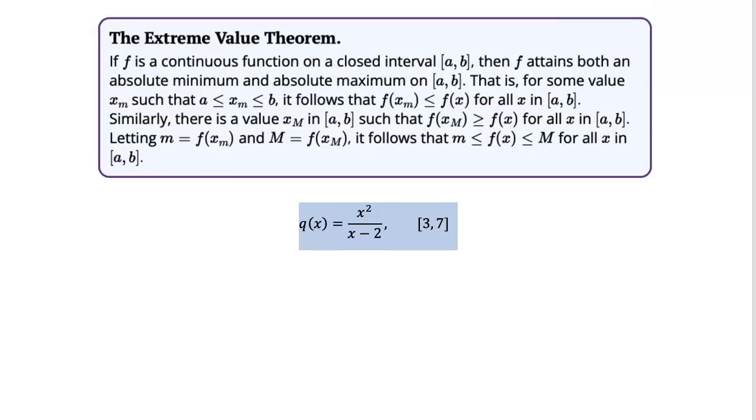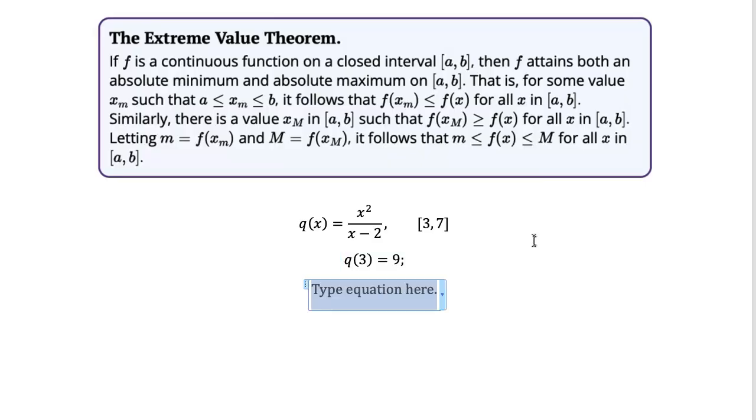Let's look at another example for the extreme value theorem. In this case, we're taking the function x squared over x minus 2 on the interval 3 to 7. Now, as always, make sure you evaluate the endpoints. In this case, x squared is 9 over 1, so at 3 it's 9, and at 7 it is going to be 49 over 5, 9.8. So we know the values at the endpoints.